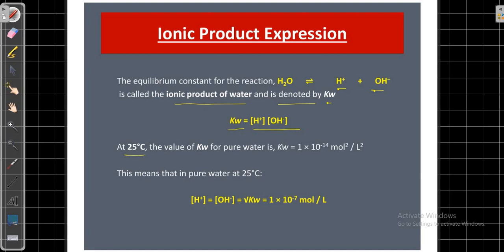At 25 degrees centigrade, the value of Kw for pure water is 1 × 10^-14 mol² per liter². Actually, the value of Kw varies with the temperature, meaning at a specific temperature, the value of Kw is specific. In the case of 25 degrees centigrade, the Kw value is 1 × 10^-14 mol² per liter².